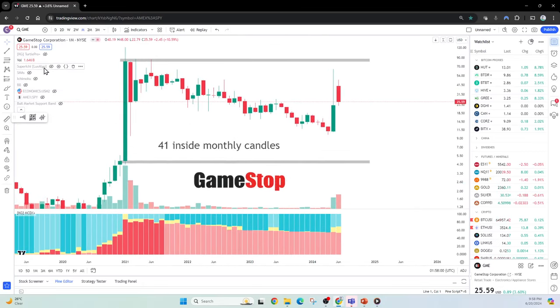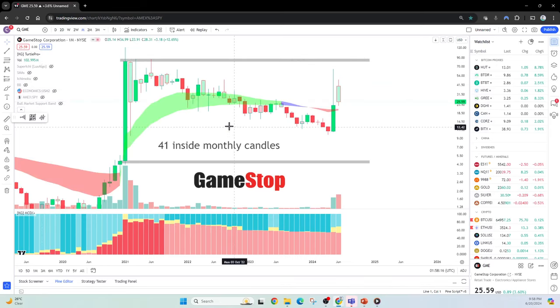There's a potential we might end up getting support and just kind of range sideways over here for about another week or so before, you know, further bigger moves might happen. It might not happen until July comes around as well. Okay, so far, that's kind of what I'm seeing here with GameStop.